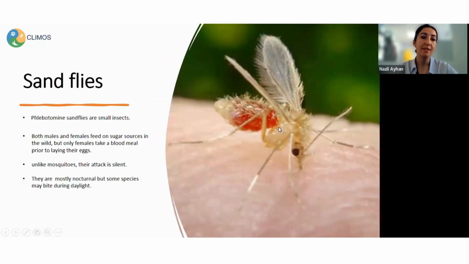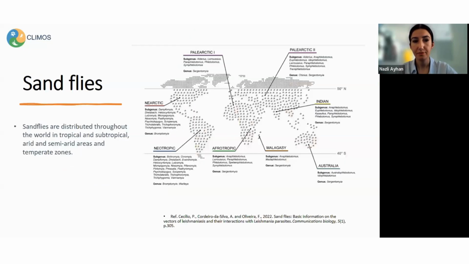When we look at sandflies, they are small insects. Both males and females feed on sugar sources in the wild, but only females take a blood meal prior to laying their eggs. Unlike mosquitoes, they attack silently, and they are mostly nocturnal, but some species can bite during the daylight. Sandflies are distributed throughout the world in tropical and subtropical, arid and semi-arid areas, and temperate zones. And they show a peak during the warm season.